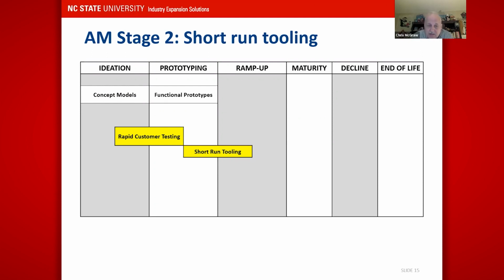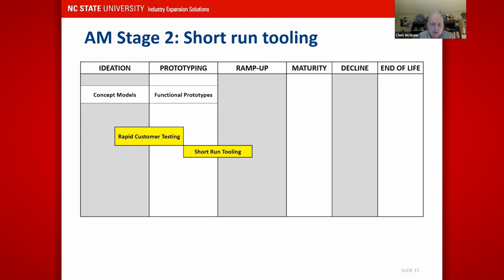Additive manufacturing stage 2, looking at the next level of things that we can possibly do. Here we talk about rapid customer testing. I can now do a series of tests. I can make something and the customer tells me, yeah, that's great. No, it's not. It worked for me, but it didn't work for my person in the office because they're left-handed. Whatever it is, we can start looking at making a lot of different iterations and going back and testing with our customers. And we can start making short-run tooling.